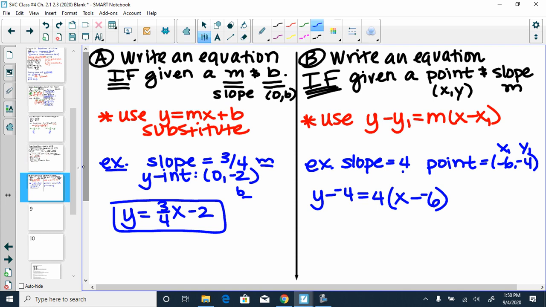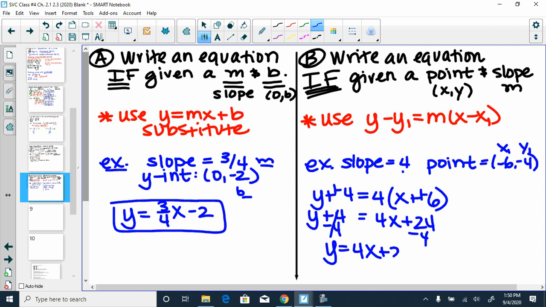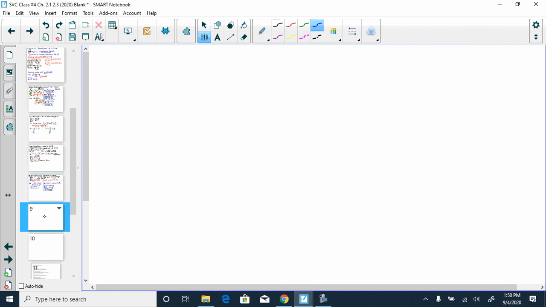Okay, so again, you have some double negatives here, so turn those positive, and you end up with 4x plus 24 on the right once you distribute, and then all we have to do is subtract 4 from both sides, and we end up with y equals 4x plus 20. And there is your equation of your line. Of course, I keep saying this, but you could convert that to standard, and you should be able to do that. All right. Next one.